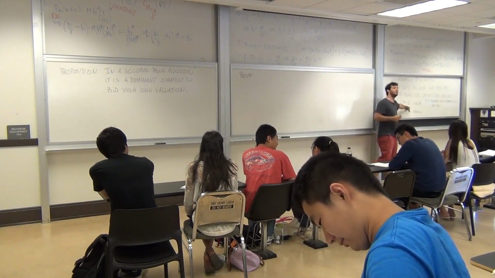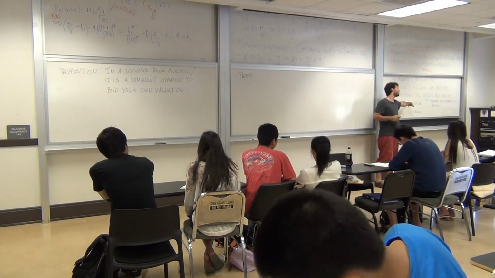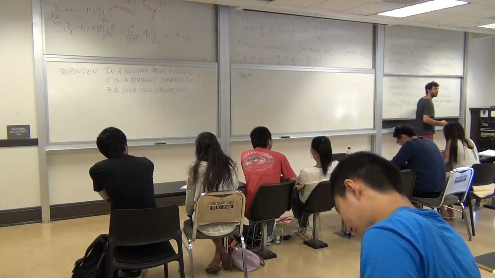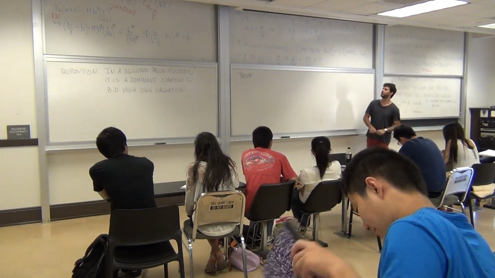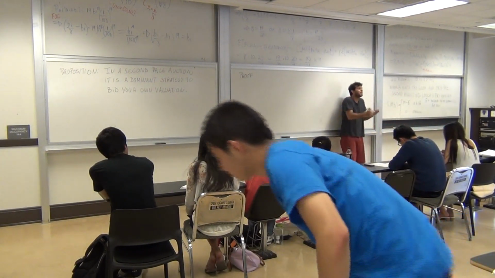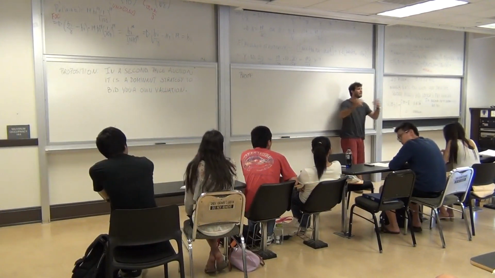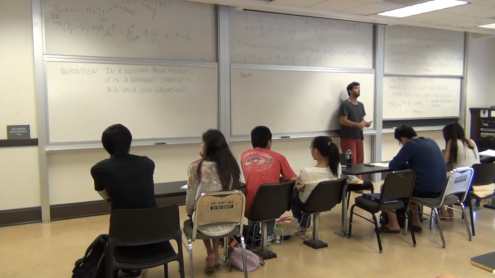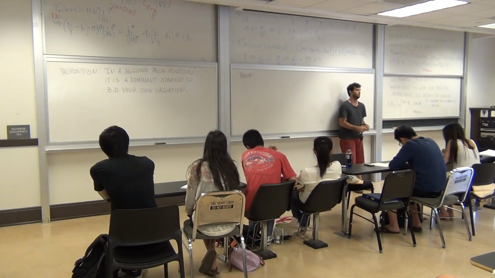Okay? This is not BI, this is B bar, which is this guy here. It's a good point. So let's prove that the best thing that you can do, let's go case by case and see that in every possible case, you cannot do better than bidding your own valuation.